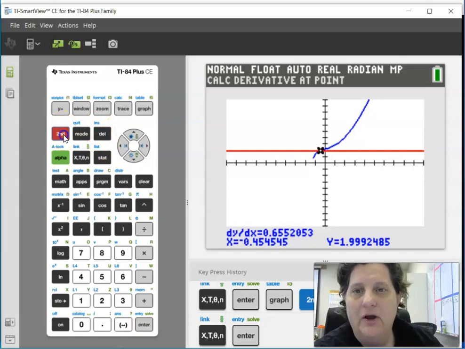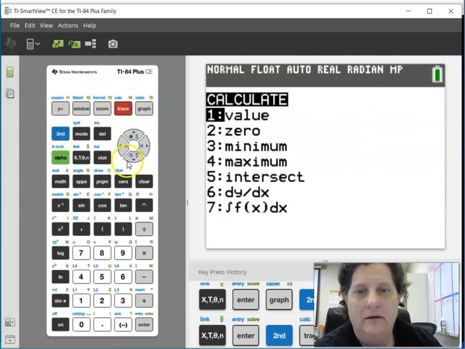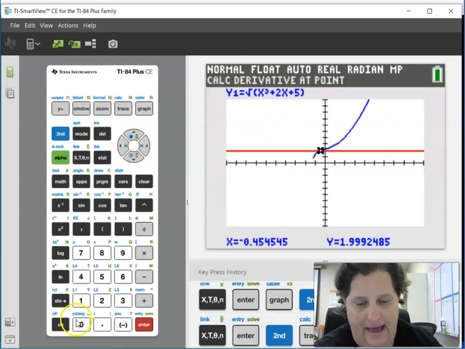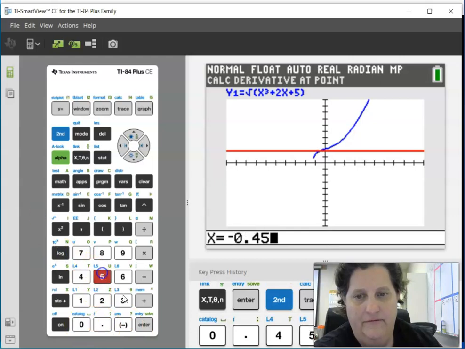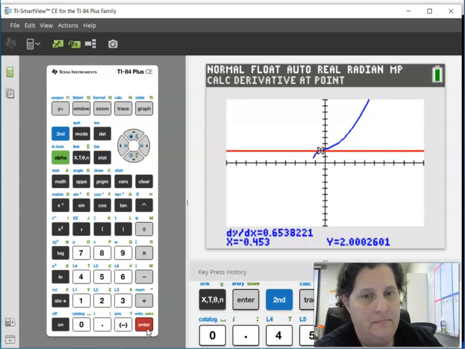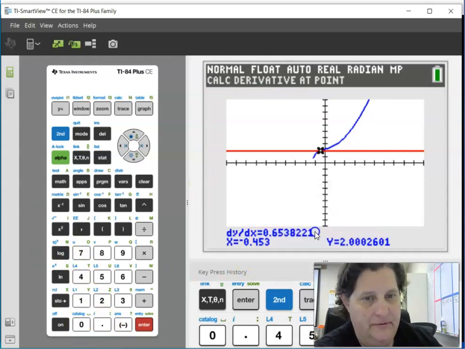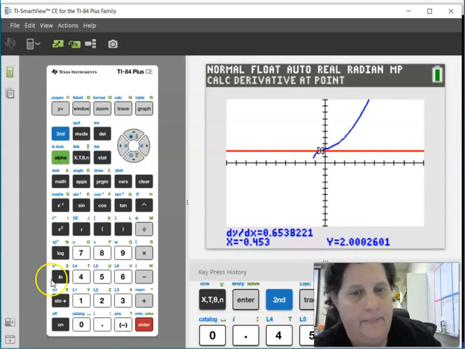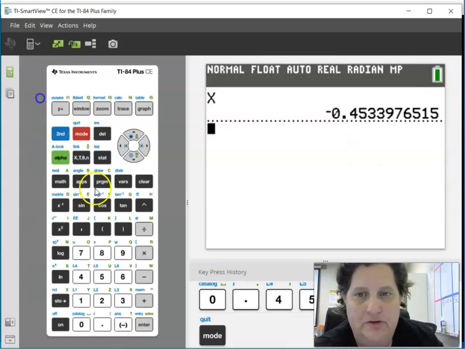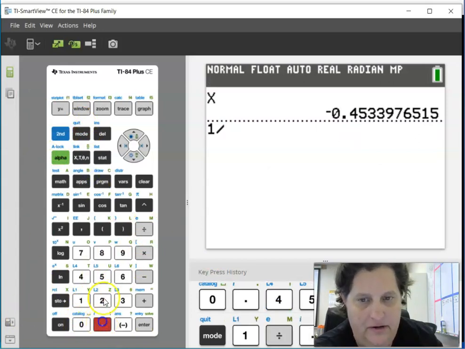All right, so I could go calculate the derivative of g at negative 0.453. Okay, and the derivative is right up here. So remember, though, that this is 1 over that, you know? So I guess I could go 1 over, and then that number that I just got.